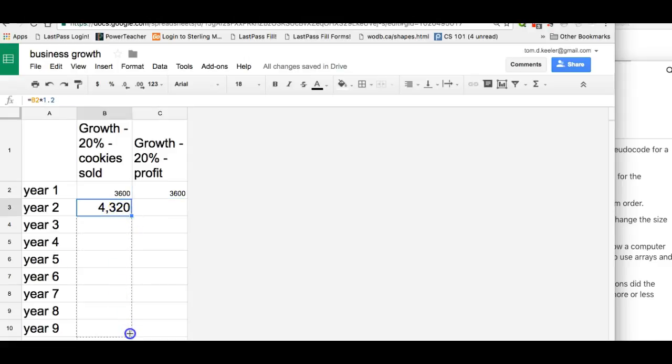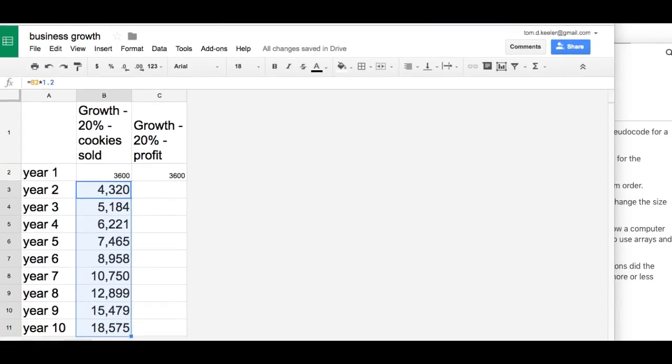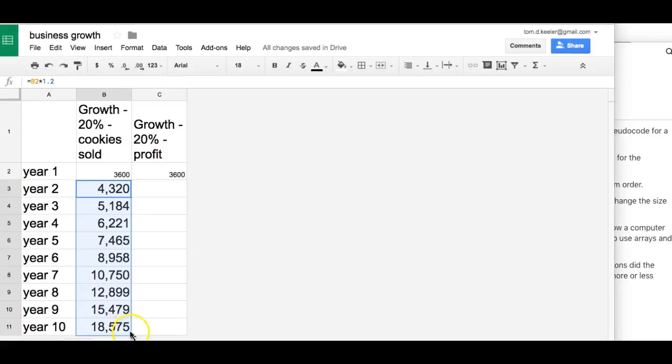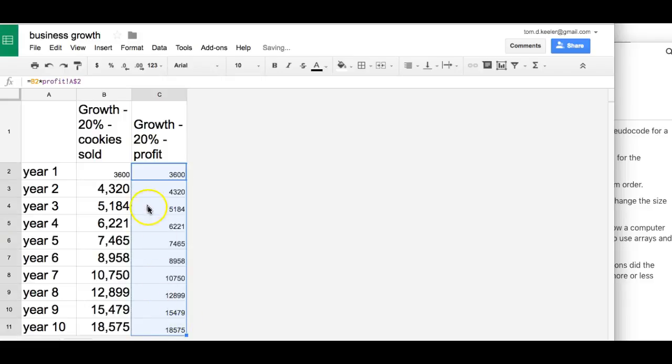So see what happens when we have 20% growth. Okay. So you see we get to a much higher number. So in year 10 we'll be selling 18,000 cookies. And since we make $1 per unit, we'll be making 18,000. Okay, so let's go over now to the 100% growth. So a very rapidly growing company doubles its sales each year, 100%.